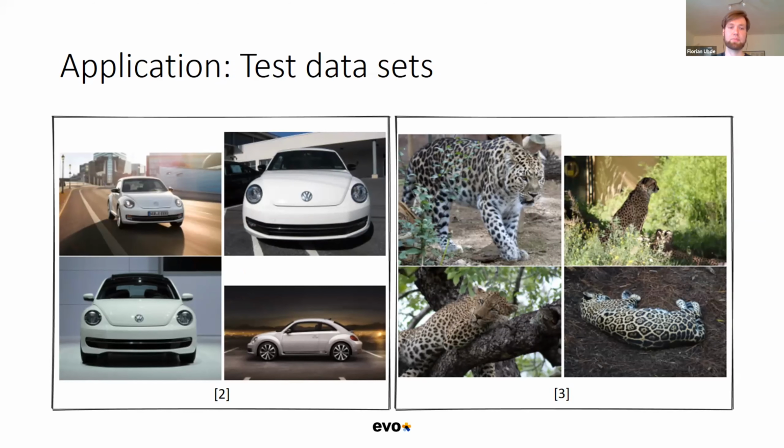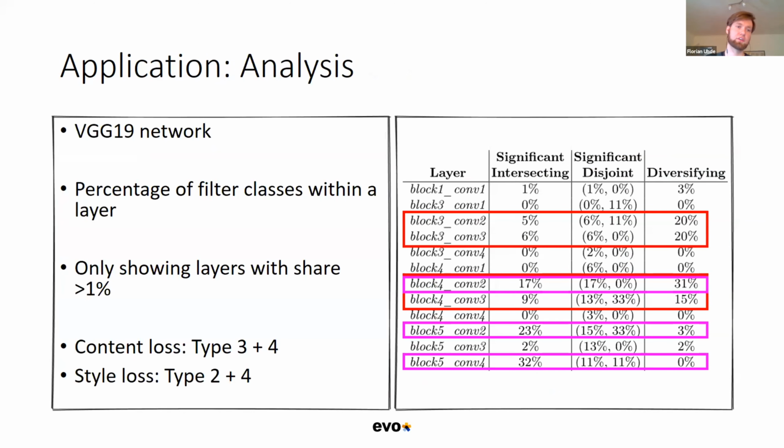And by putting all those images through the VGG19 network, I was able to gather some statistics. On the right side, you see a table showing, for each layer of the network, how many of the filters belong to a certain class in percentages. Layers which had less than 1% contribution are not shown here to save some space.